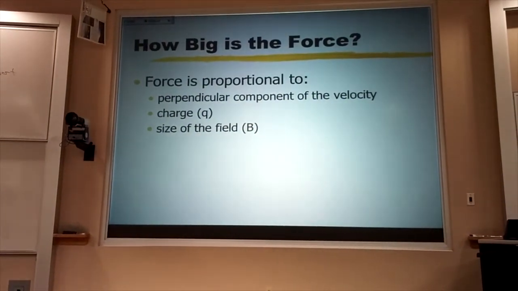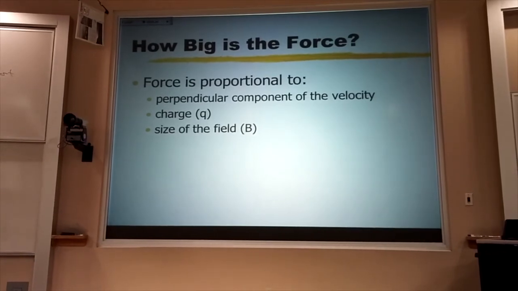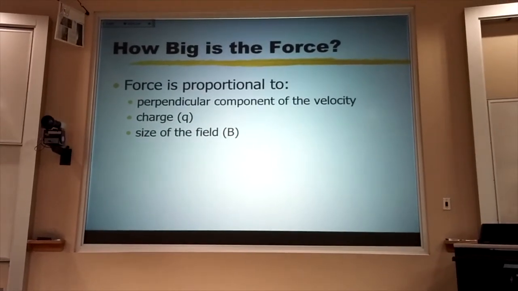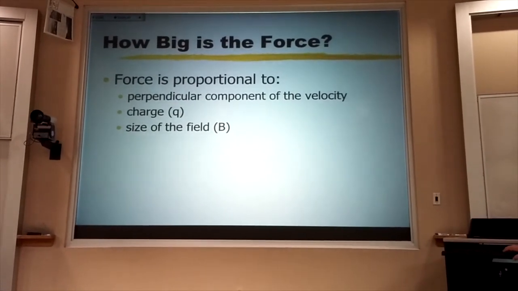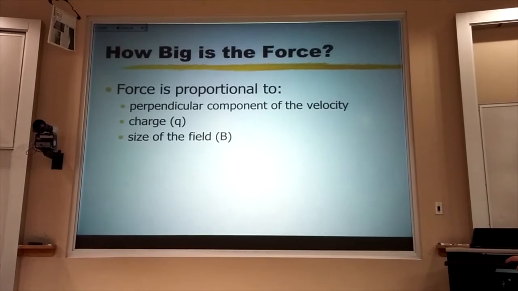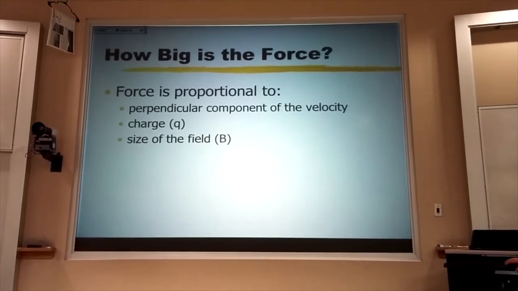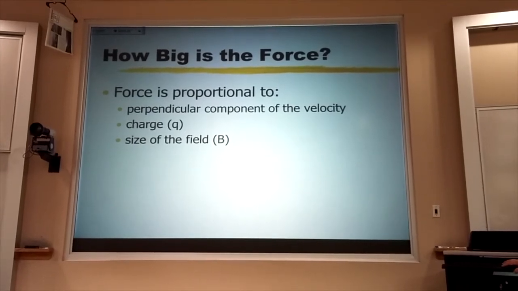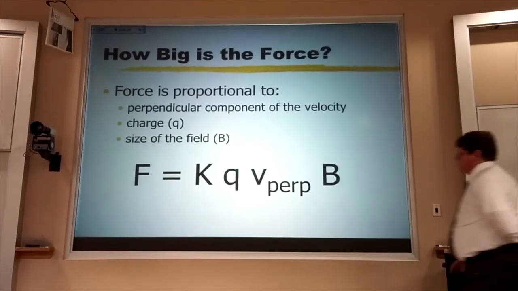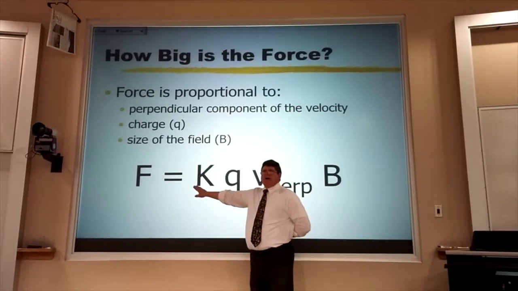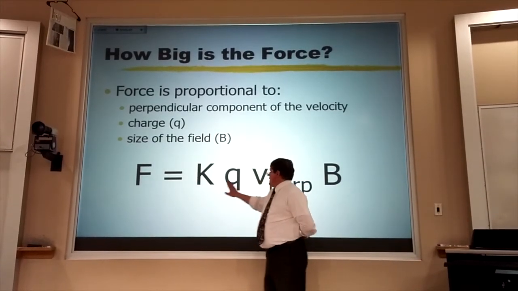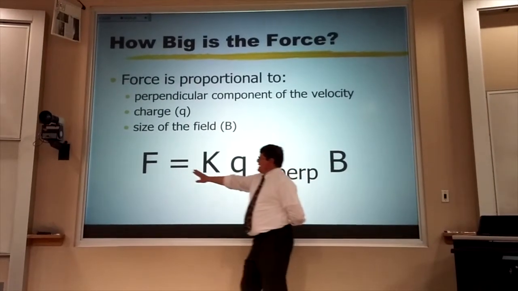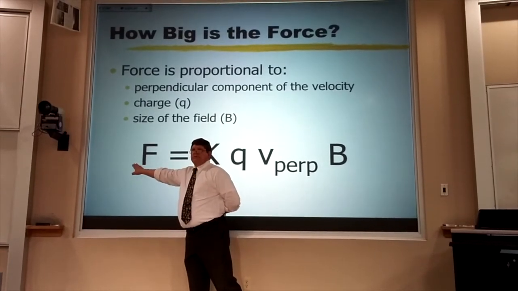Okay? Now, before we finish talking about the direction, let's talk about the size. We find that this magnetic force is proportional to three things: the perpendicular component of the velocity, the size of the charge in coulombs, and the size of the field. That means we can write it like this, where K is a constant of proportionality, and it's proportional to these three things. Now, we've defined the units of force to be newtons.